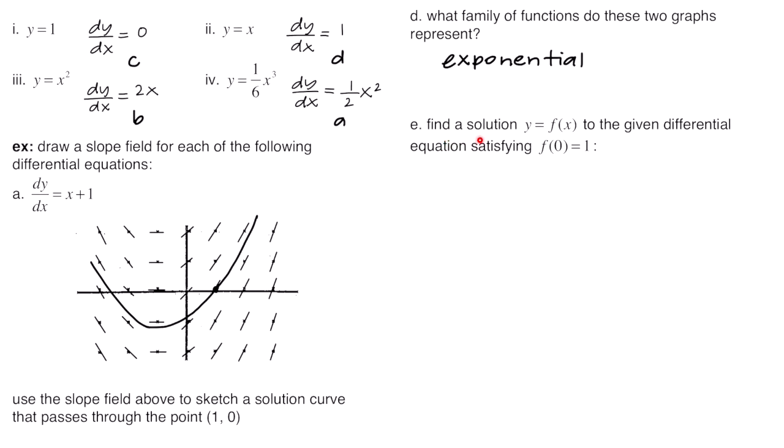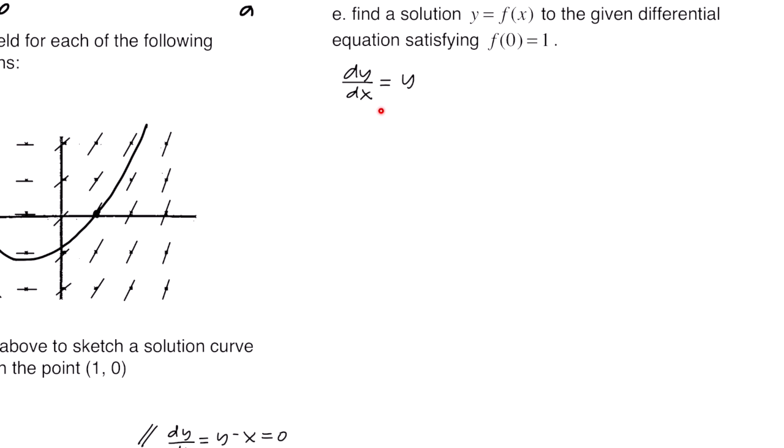Part E says find a solution y equals f of x to the given differential equation satisfying the initial condition f of 0 equals 1. So here's our differential equation, and we need to find a solution in the form of y equals f of x. So that'll be y with respect to x. So our first step is we need to separate our variables. Right now we have dy and dx on the left side of the equation, and we have y on the right. What we want to do is we want our y's on the left and our x's on the right.